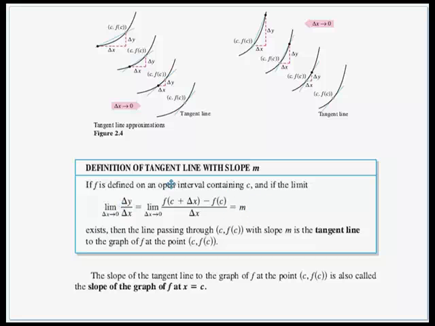And if the limit, here it is, exists, then the line passing through the point c comma f of c with the slope m is tangent to the graph of the function f at that point. The slope of the tangent line to the graph of f at point c comma f of c is also called the slope of the graph of the function at x equals c, at that particular point.